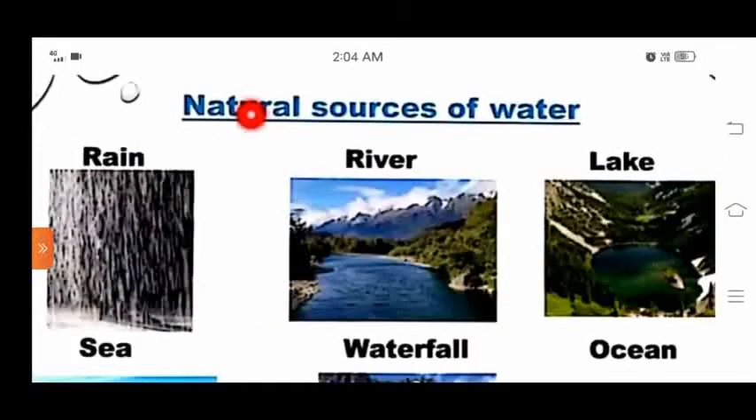In this chapter we are going to read about the sources of water. You know that there are two sources of water. The first is the natural source of water, and the second is the man-made source of water. So dear friends, the main source of water on earth is rain. The rain falls from the clouds on the ground, and it fills up water bodies like ponds, lakes, streams, waterfalls, seas, rivers and oceans, etc. These water bodies are called the natural source of water.